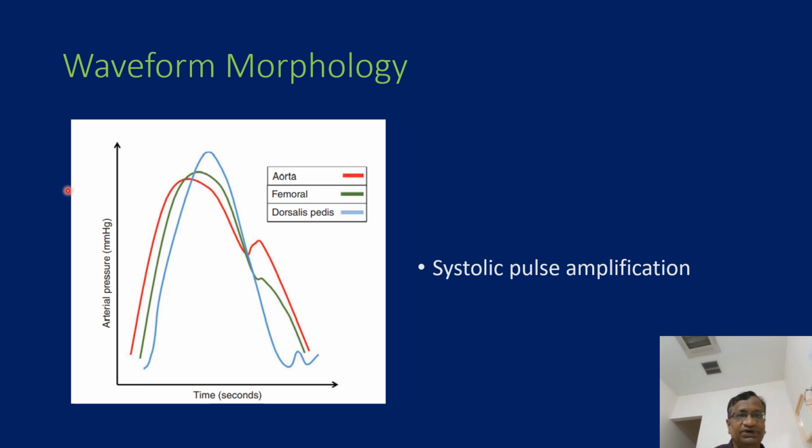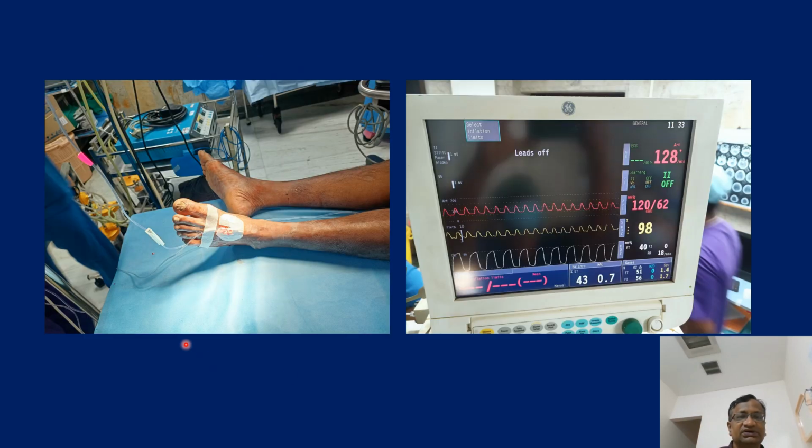Now we have already said that in the aorta it is like this. In the dorsalis pedis it is like this. Systolic pulse amplification: the diastolic comes down like this. The pulse pressure slightly rises. Okay. Now we can see in the dorsalis pedis it is like this. There may not even be a dicrotic notch now.